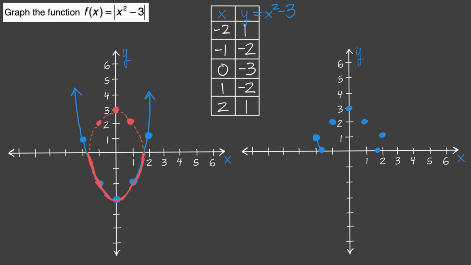Okay, so this graph's going to go like this, like a parabola going up. Kind of a sharp point, and then it curves nicely here. It's here, and then a parabola going up. All right, so this is our final graph here. So this graph right here is our f of x equals absolute value of x squared minus 3.